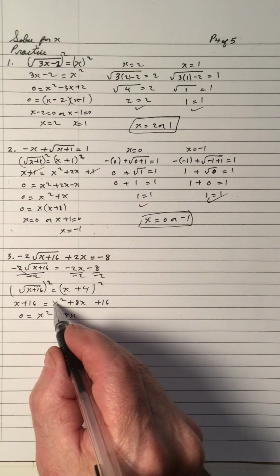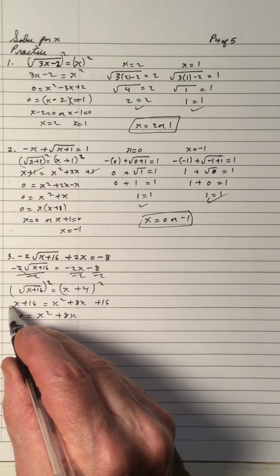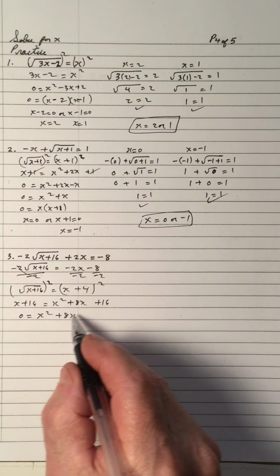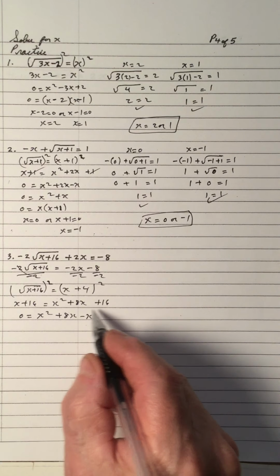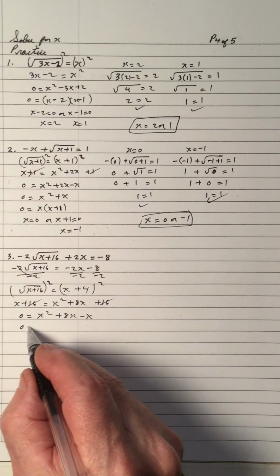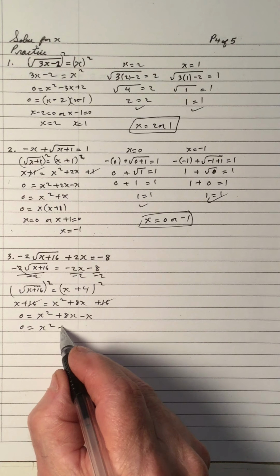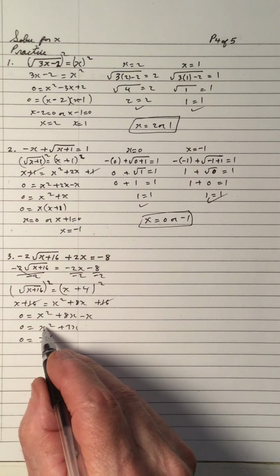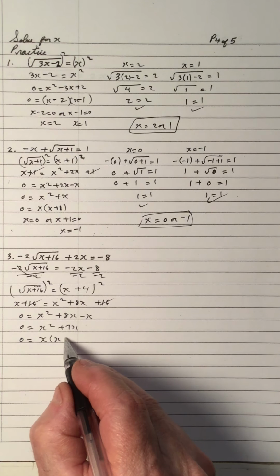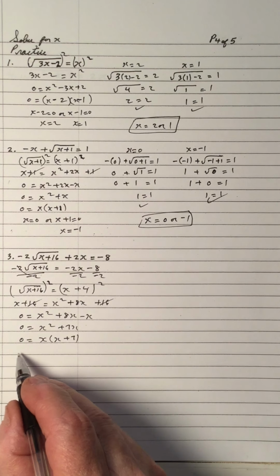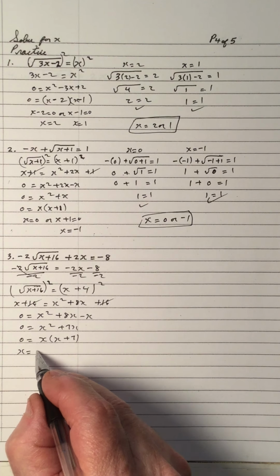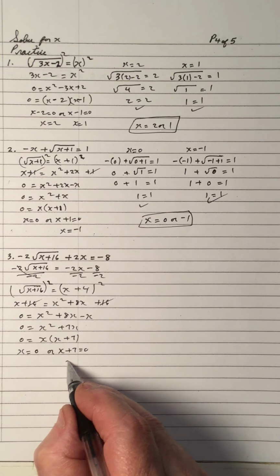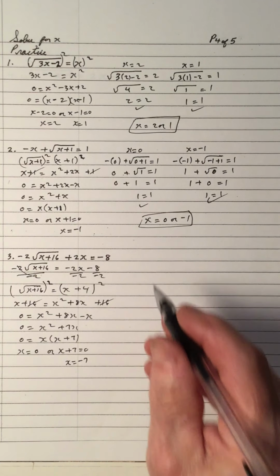I can move the x squared over here and make it minus, but then I got to get rid of the minus. So let's move everything to this side. And the 16's canceled out. And x is the GCF. x squared divided by x is x. 7x divided by x is plus 7. x equals 0, or x plus 7 equals 0. Again, I have two answers.